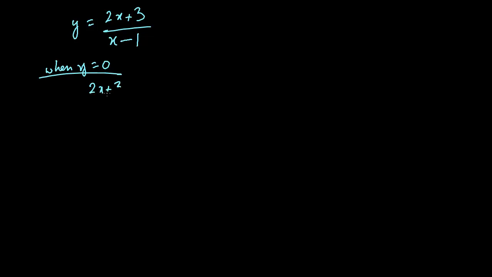So when we have a rational equation like that, suppose you have 2x plus 3 divided by x minus 1. So now this is a bit different. It's a rational equation. Let's find out where it cuts the x-axis. When y equals 0, we get 2x plus 3 divided by x minus 1 equal to 0. Since you multiply with this, it becomes 0. We can write 2x plus 3 equals 0, therefore x equals minus 3 by 2.